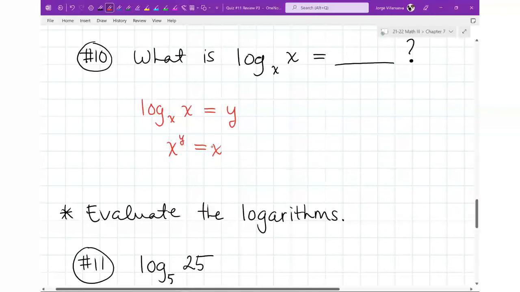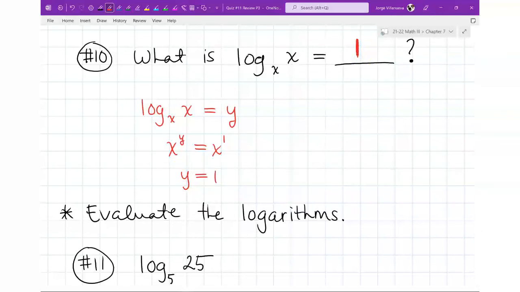Do they have the same base? Yes. What's the power on the x on the right side? It's a 1. So what's my answer? Y equals 1, so your answer is 1. Something for you guys to know, this is actually a property in logs. If the base and the value match, just write 1. So log base 10 of 10 is 1. Log base 3 of 3 is 1. Log base 5 of 5 is 1. So if the base and the value match, then your answer is just 1.